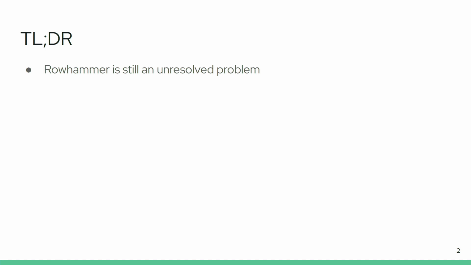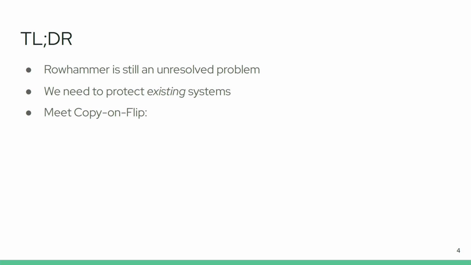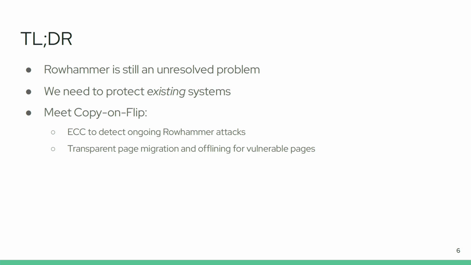So before we get started with the meat of the presentation, a bit of a teaser slide. Rowhammer to this day, even on modern memory modules, is still an unresolved issue, and we need to find some way to protect existing systems. To this end, we present copy on flip, which relies on ECC to detect ongoing Rowhammer attacks, and we then use transparent page migration and offlining for vulnerable pages. As I'll show later on in the presentation, we have a pretty low overhead with more than 95% attack surface reduction, and this includes kernel memory, which is also what sets us apart.